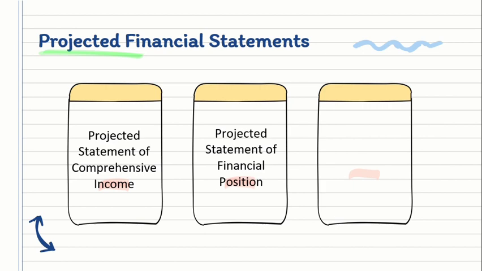Next is the projected statement of financial position. The projected statement of financial position shows the three elements of a financial position, which are assets, liabilities, and equity. It will help us analyze and evaluate factors such as future liquidity, future solvency, and the need for the company for additional financing. So, we can see if the company will need additional financing if they implement their plans.